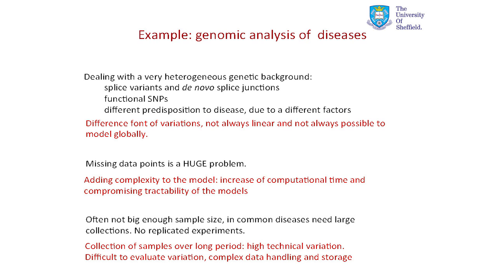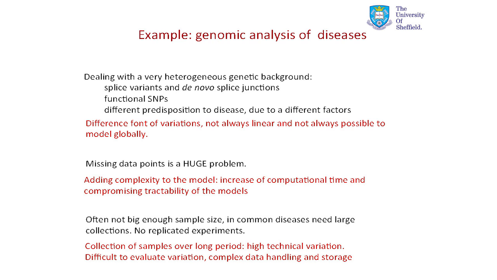So what are the challenges that we face when we have data of this type? First of all, we're dealing with a very heterogeneous background, with lots of people coming from different populations. And this clearly introduces problems with splice variants. Maybe there are different SNPs. Maybe they also express different types of isoforms that might have an effect. And that means that they might have a different predisposition to the disease.